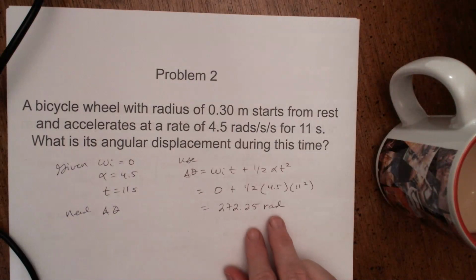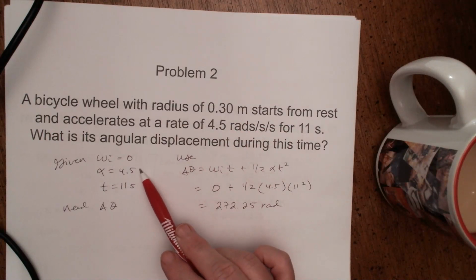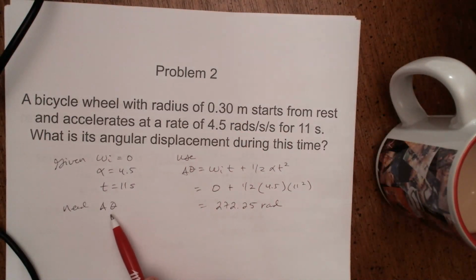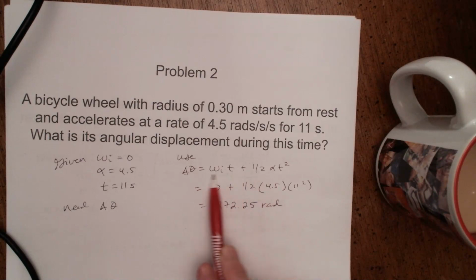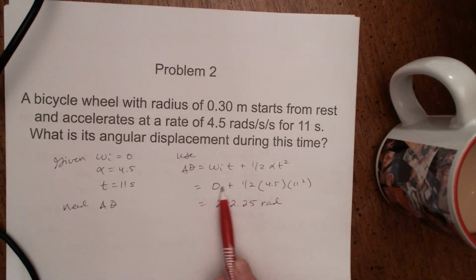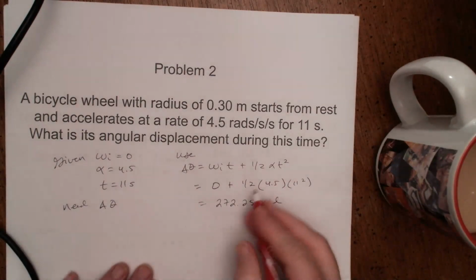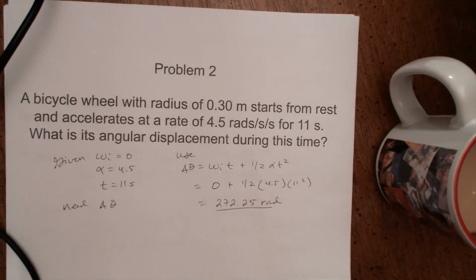The next one is similar. It's like the same bicycle wheel. Same scenario, starts from rest, angular acceleration, time. Now we want displacement, okay? And so I'm going to use this equation instead in this case because I want displacement. I know it started from rest, so that term goes away. I know angular acceleration, I know time, and so I'm going to solve for the displacement. And that's how many radians it went through for that 11 seconds. So that's like equivalent to an X or a Y. How many meters did the bike travel? This is the angular version of that. How many radians did it travel through?